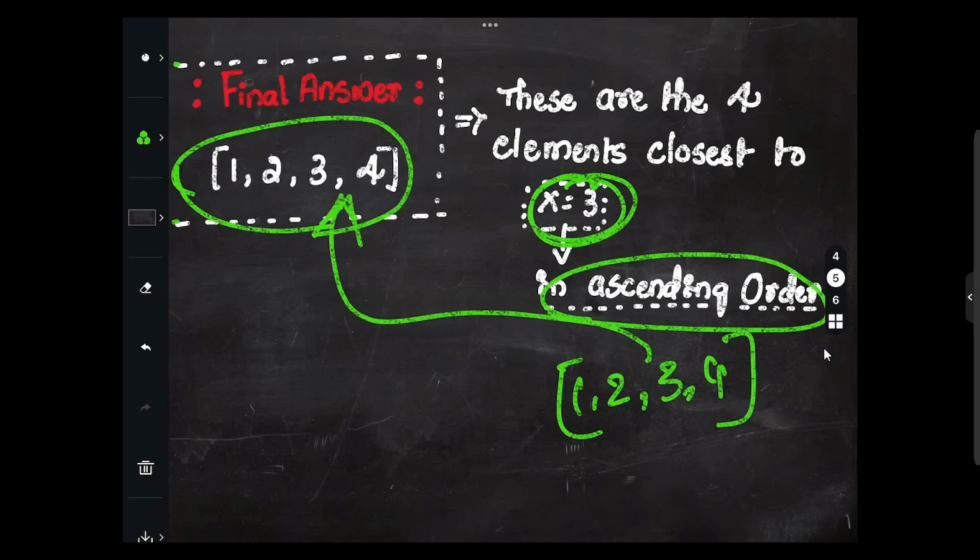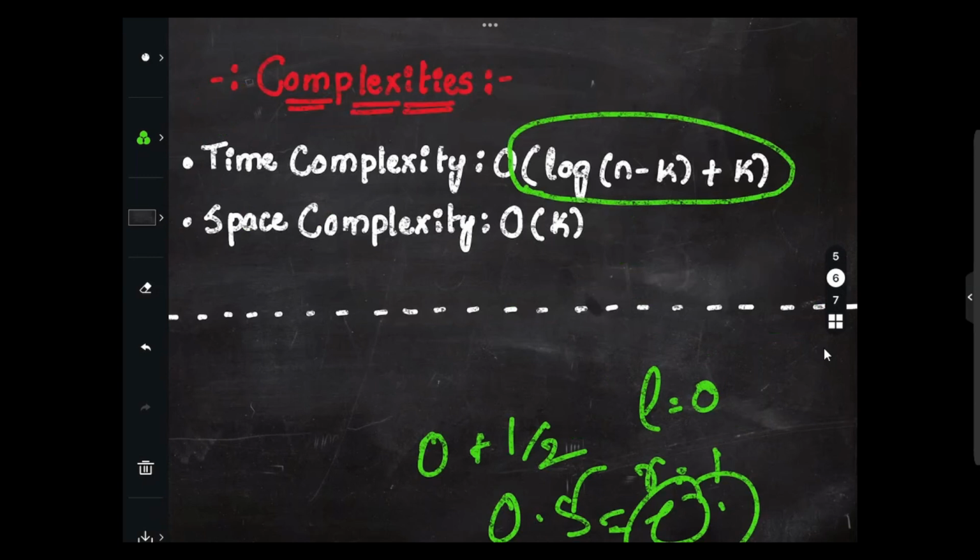And what would be the space complexity here? The space complexity would be big O of k. Why is the space complexity big O of k? Because we have to store the final result somewhere, so we'll be making use of a list for it. For storing the final result list, the overall space complexity would be big O of k in the worst case, right? The time complexity would be log(n minus k) plus k for the code that we'll be writing in the future, and the space complexity would be big O of k.